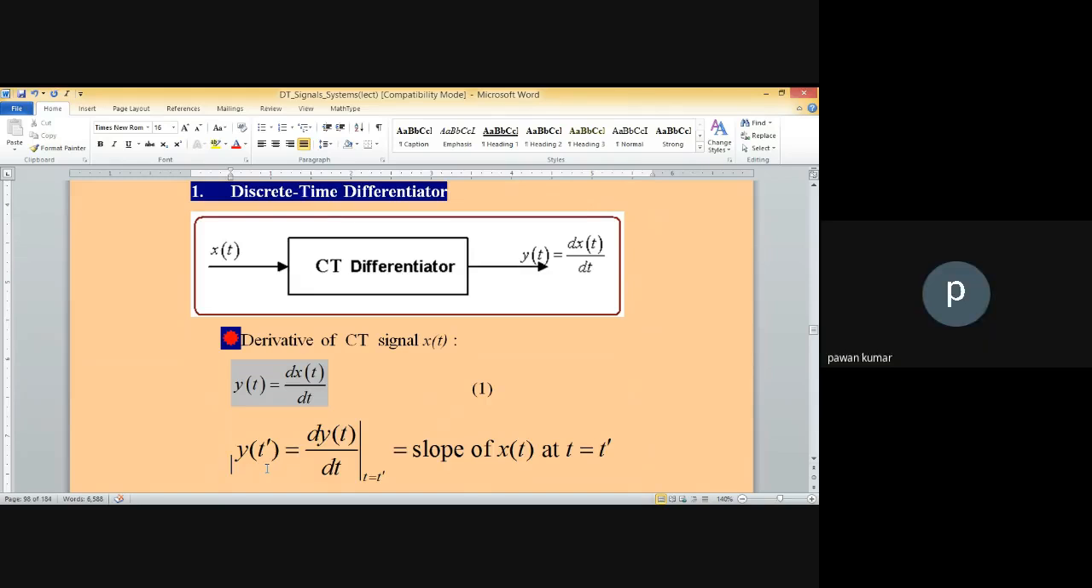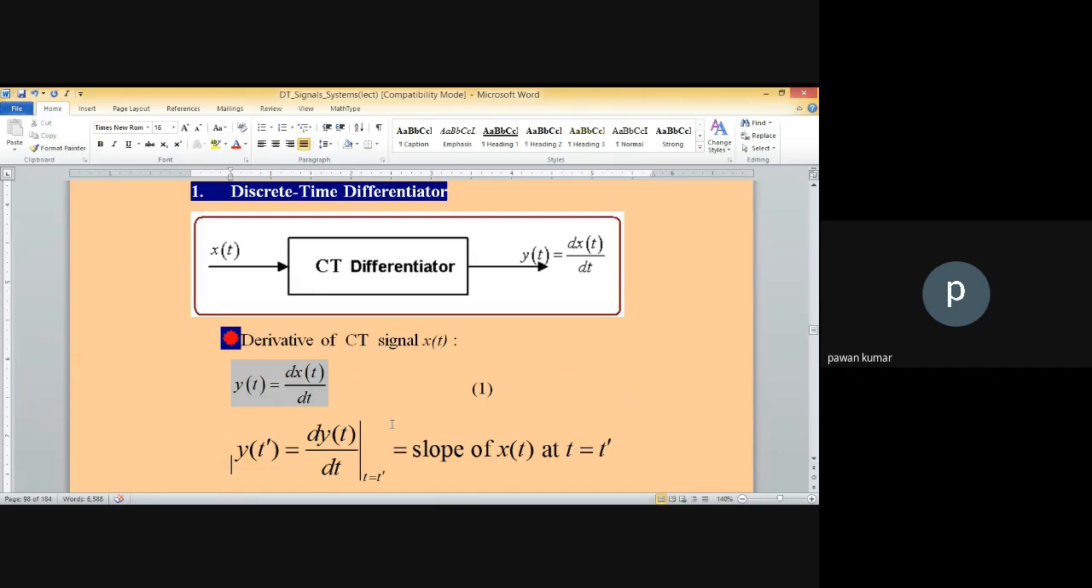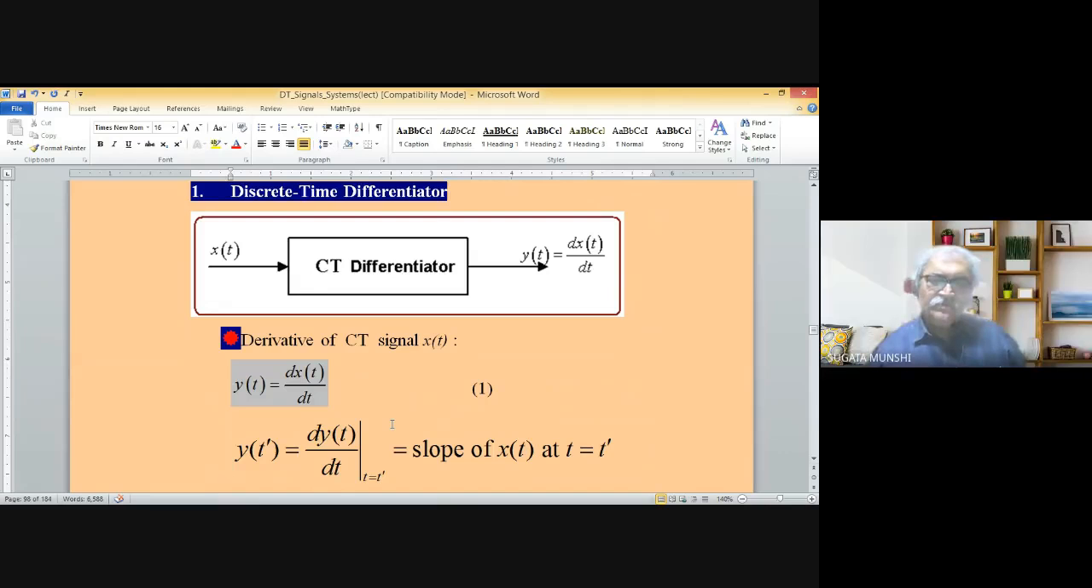Excuse me, sir. Yes. Sir, we have our next class from 1 o'clock onwards. Okay. You just write down this differentiated part. Which class? Microcontroller. Okay.